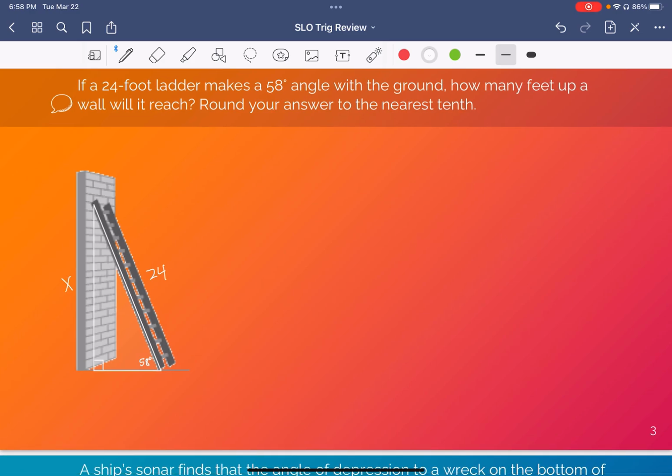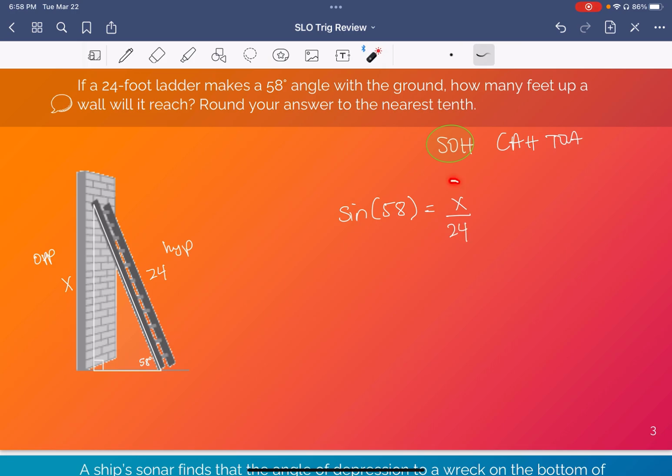So again, label your sides because you're going to be using SOHCAHTOA anytime it's a right triangle. So across from the 90 degrees is the hypotenuse, and across from the angle is the opposite leg. So we only have information on opposite and hypotenuse, so that forces us to use sine. So we have sine always attached to the angle. In this instance, we do have the angle, which is 58: sine of 58 equals x over 24.